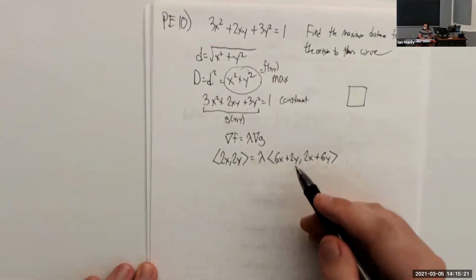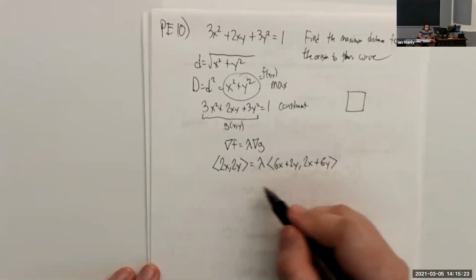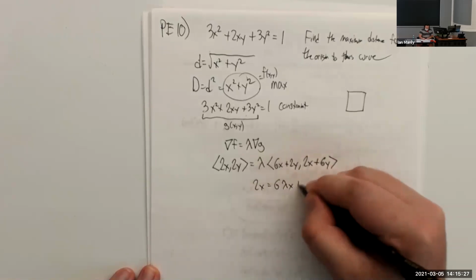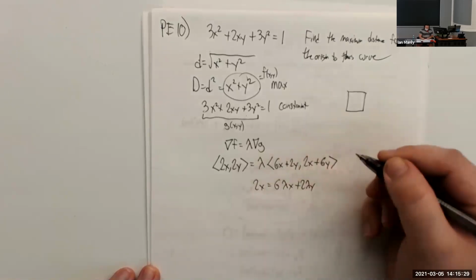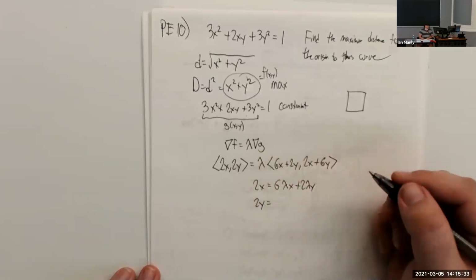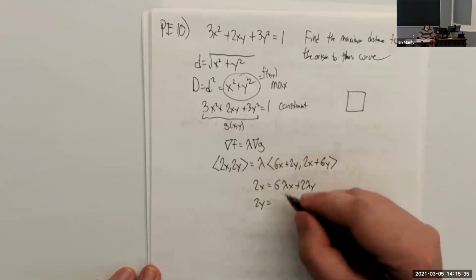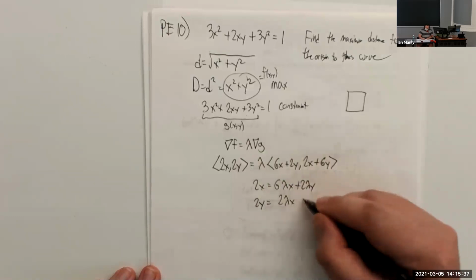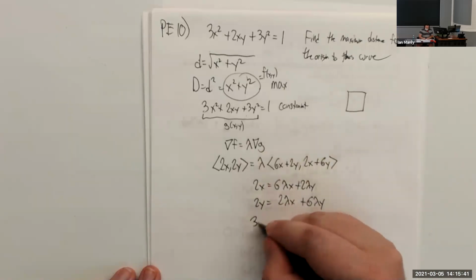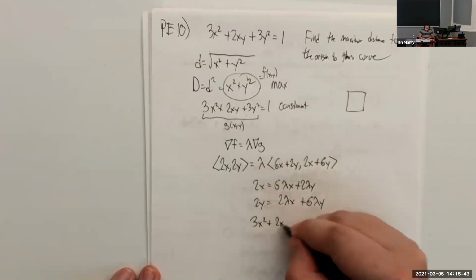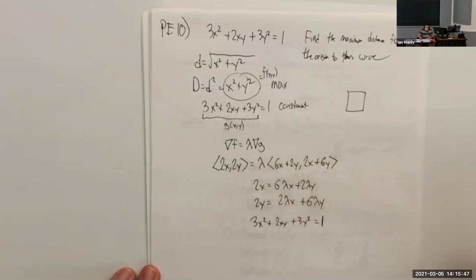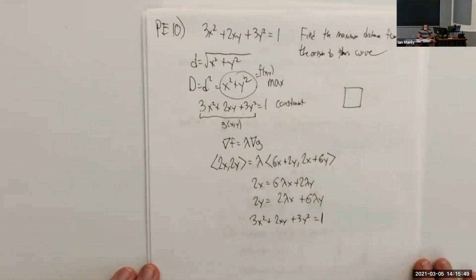All right, so let's see here. So let's write out our equation. So we have 2x is 6 lambda x plus 2 lambda y. And then we have 2y is going to be 2 lambda x plus 6 lambda y. And then finally, we have 3x squared plus 2xy plus 3y squared is 1. So these are our 3 equations here.